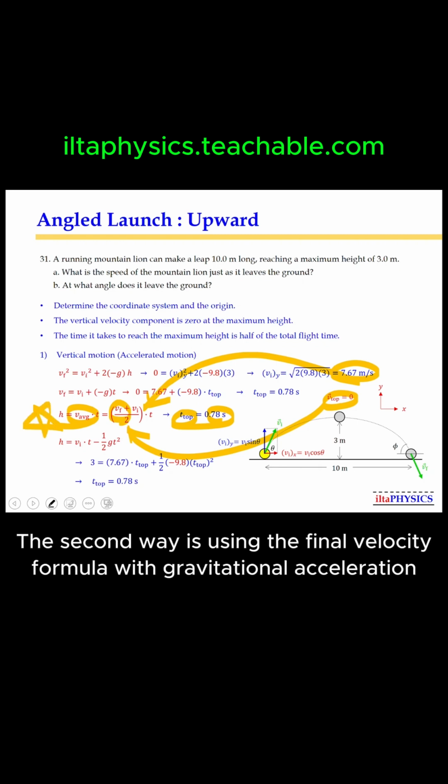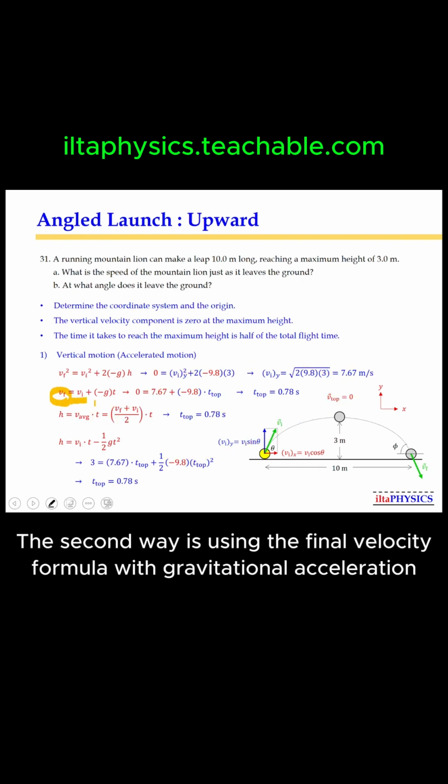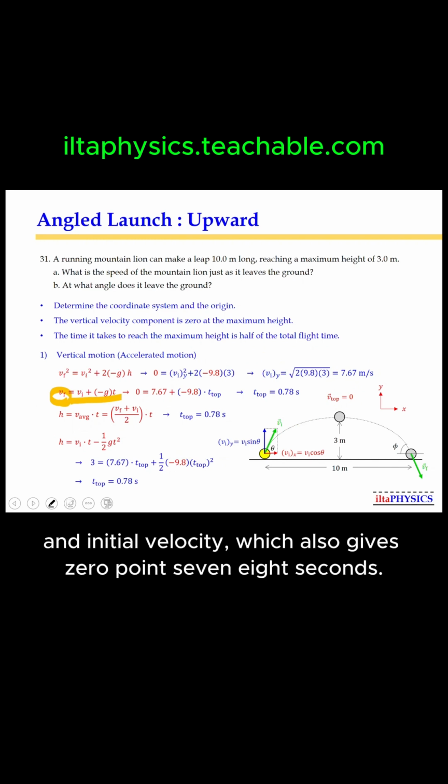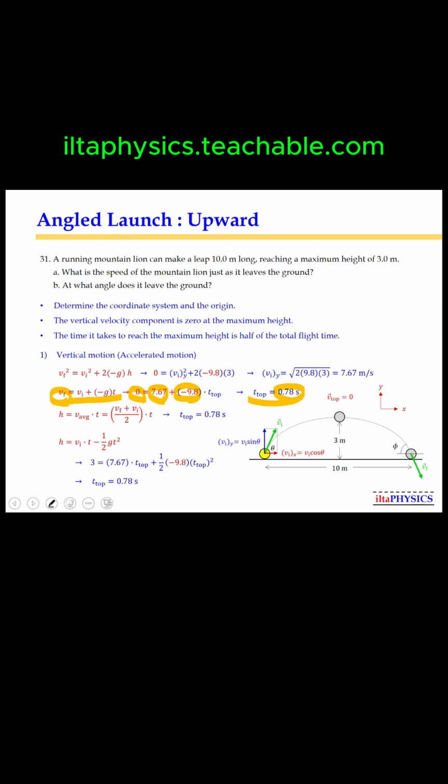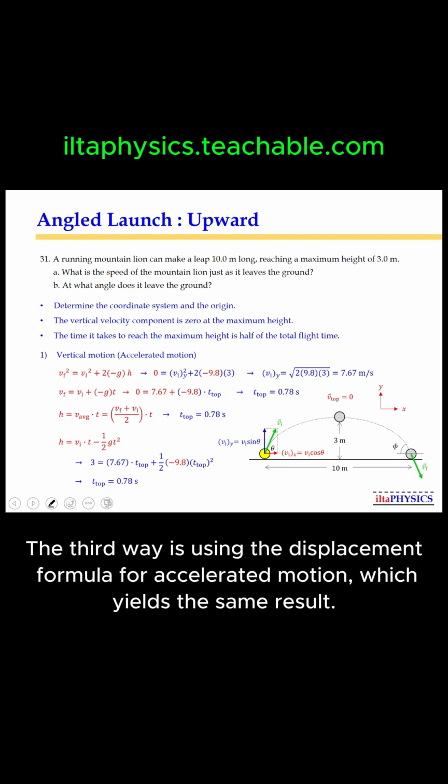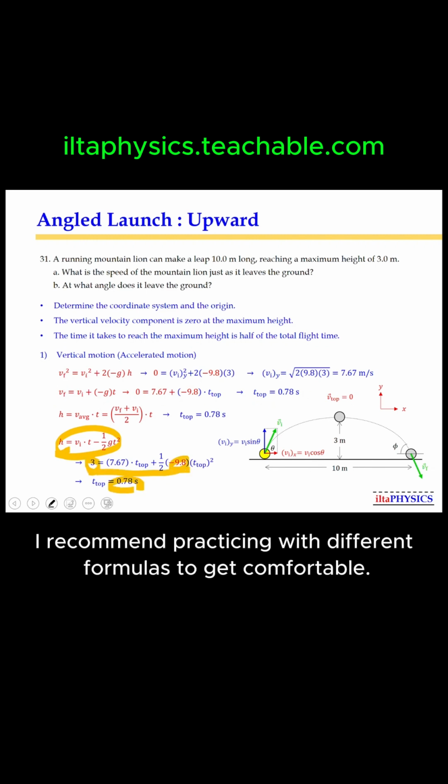The second way is using the final velocity formula with gravitational acceleration and initial velocity, which also gives 0.78 seconds. The third way is using the displacement formula for accelerated motion, which yields the same result. I recommend practicing with different formulas to get comfortable.